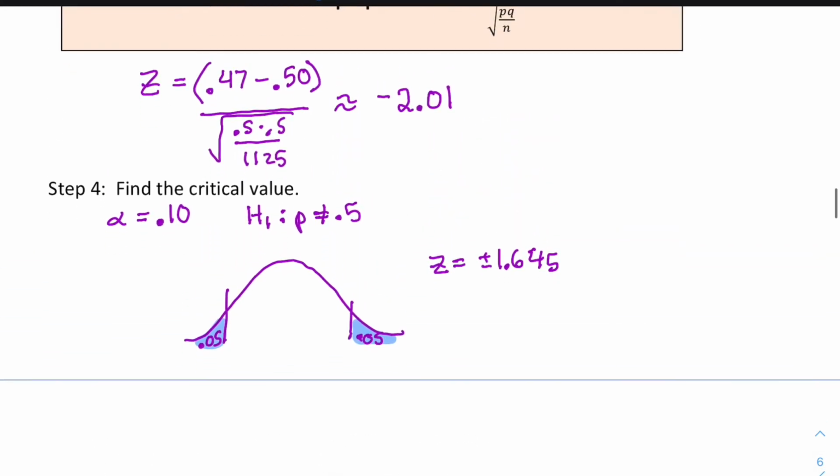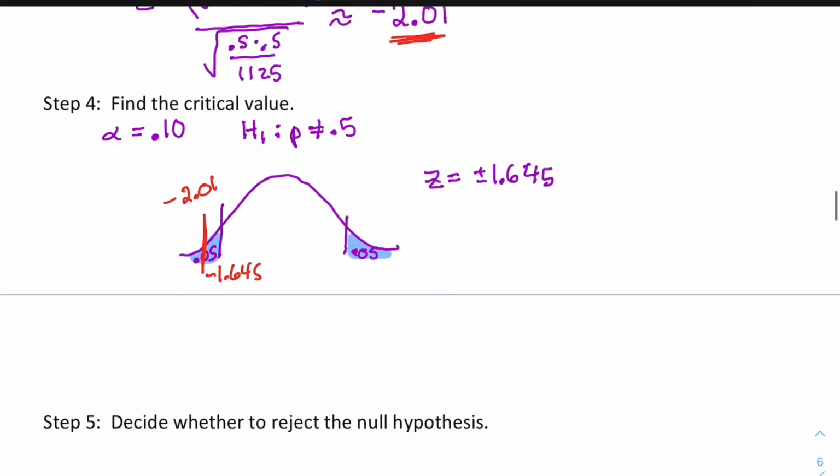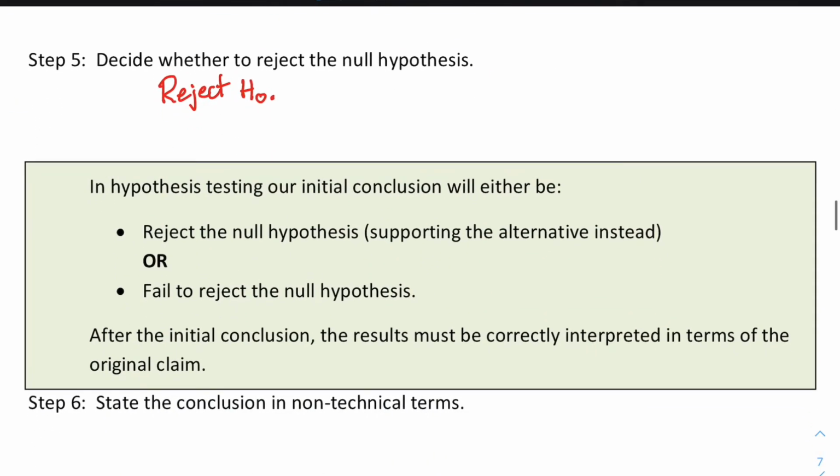So if we compare our test statistic of negative 2.01 to our critical value and critical region, we got a test statistic that falls within that critical region, so we will reject our null hypothesis. Now, when you make your initial conclusion from a hypothesis test, there are really only two conclusions. You are either going to reject the null hypothesis, which also means you'll support the alternative, or you're going to fail to reject the null hypothesis. So there's either enough information to reject your null, or there's not enough.